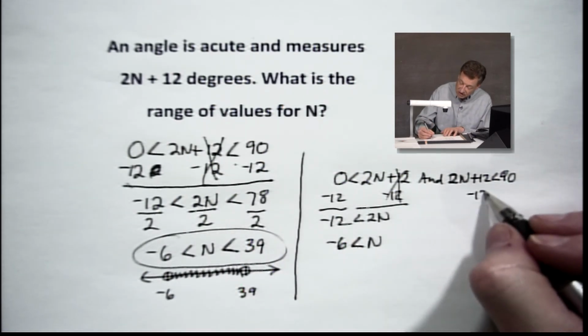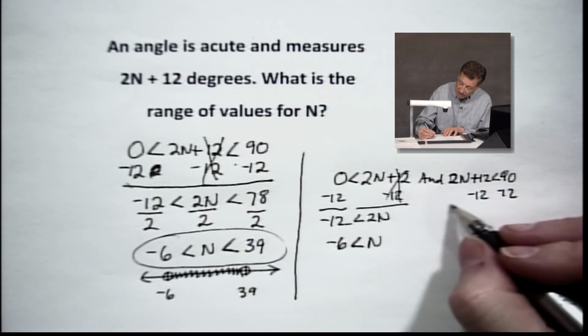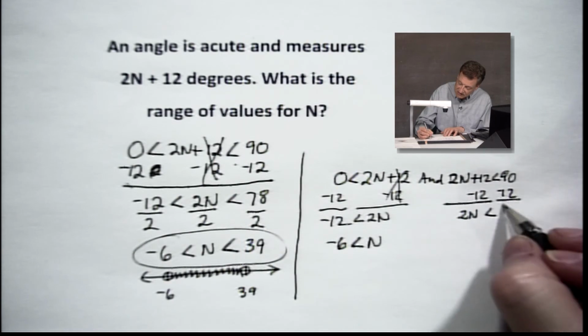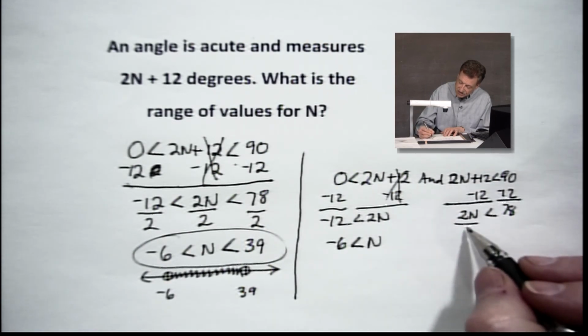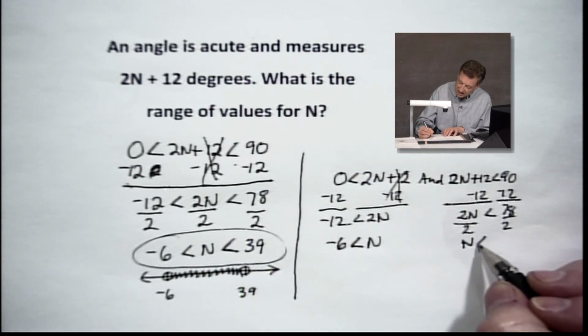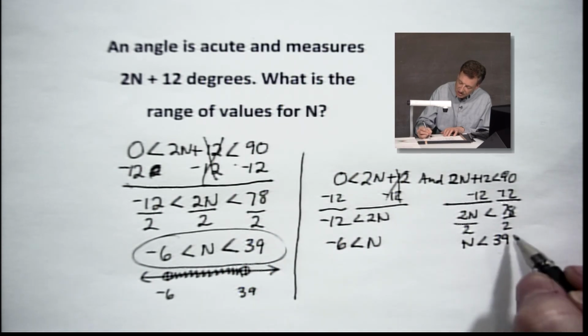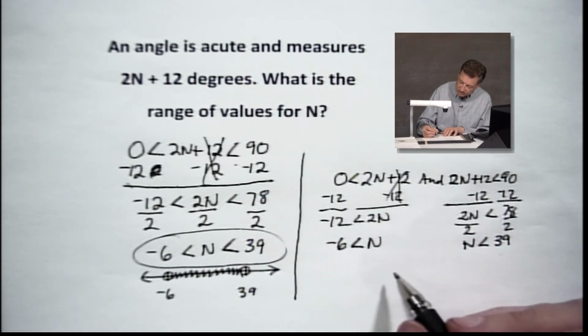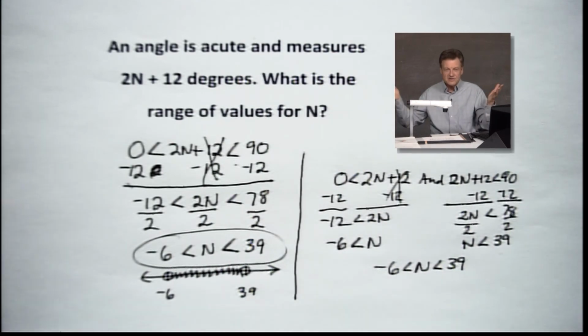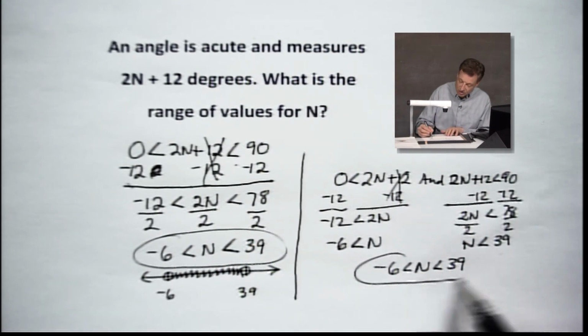Now let's subtract the 12 off the other side like we did a minute ago. And that's going to leave us with that 2n less than 78. Divide by 2, both sides. And this time we've got that n less than 39. Bring those together. Hey, Ernie, it's the same thing, isn't it? Why, it is, Ernie. It's the same thing. How about that? The same thing. Two ways to work the problem.